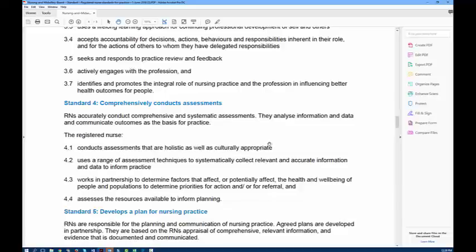And you might be thinking, do I do the big one or the little one? I would suggest you just do the subtopics here, because you don't really have the words at your disposal to really handle all this. So I'm just going to focus on 4.1, conducts assessments that are holistic as well as culturally appropriate. So when I'm doing my search, I'm going to be looking for these keywords: assessments, holistic and culturally appropriate, when I'm looking through my search engine.